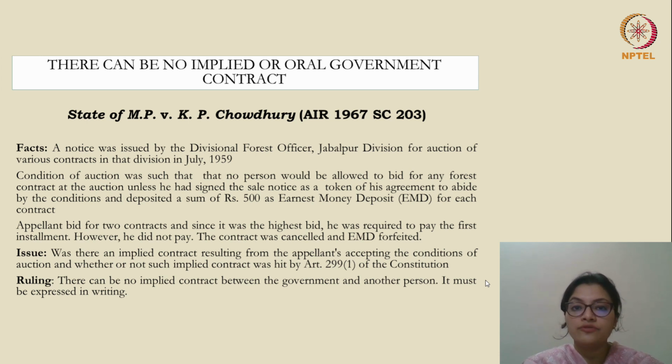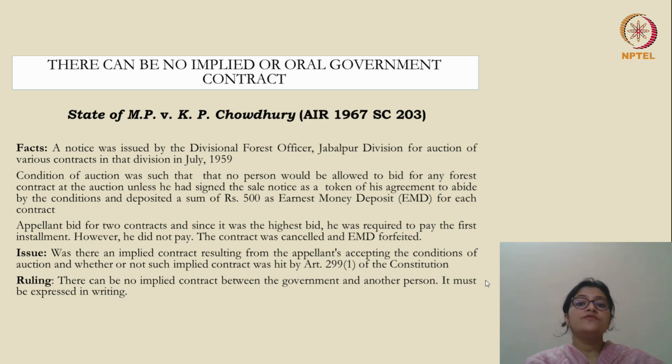We will be taking the help of this case because in this particular case, a notice was issued by the Divisional Forest Officer of Jabalpur Division for auction of various contracts in July 1959. These contracts all pertained to forest and timber. In this auction, Mr. KP Chaudhary was the successful bidder because he had the highest bid and he managed to secure two contracts.